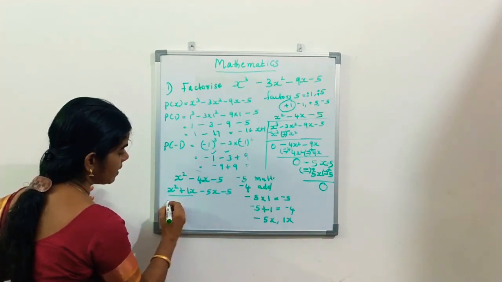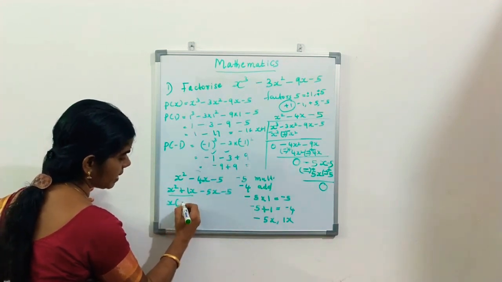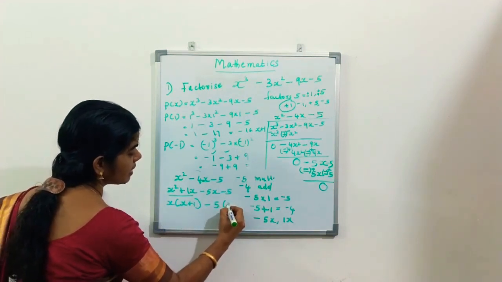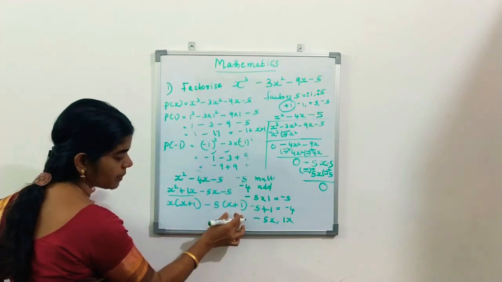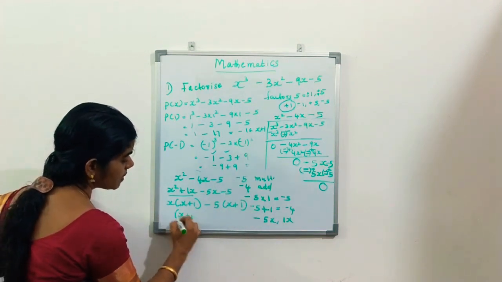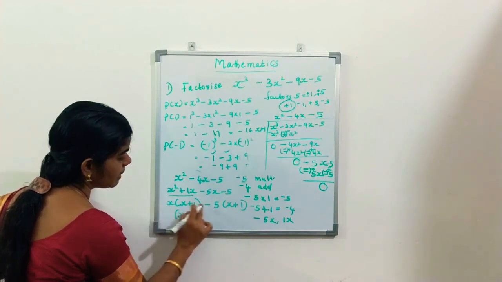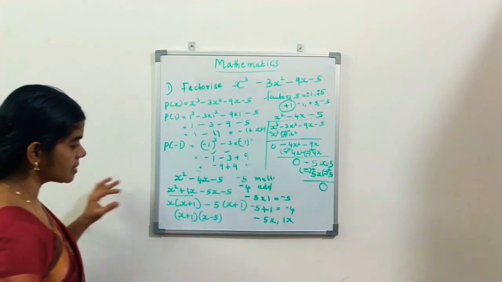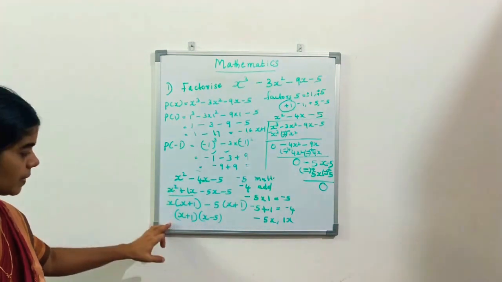Then from these two we can take one common number. X we can take outside. Therefore, you will get x plus 1. Here minus 5 you can take. Therefore, there also you are getting x plus 1. X plus 1 is common. That you can write. The remaining will be x minus 5. Now you got two factors. Because it is a quadratic polynomial, you got two factors.